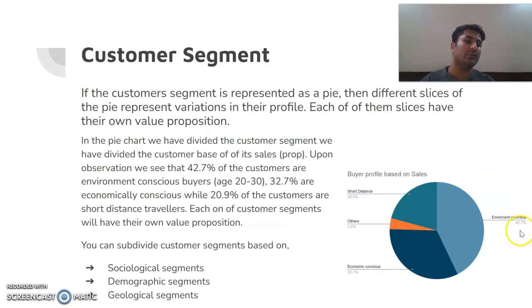They're just written down for the sake of the example, but it gives us an idea of how the customer base of Ola electric scooters is divided into people who are environmental conscious, something like 42%, some people who are economic conscious, who want to save money, some people who are short distance travelers, and then there are others. Like this, you can subdivide a customer segment based on social segments, demographic segments, geological segments, and that's what you fill in the customer segment part of the BMC.